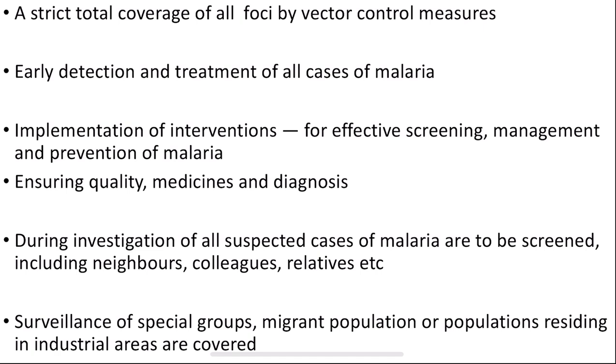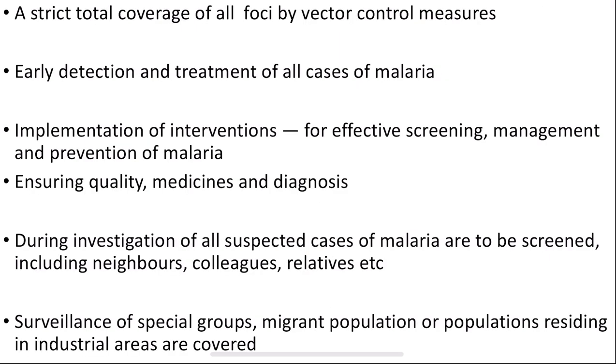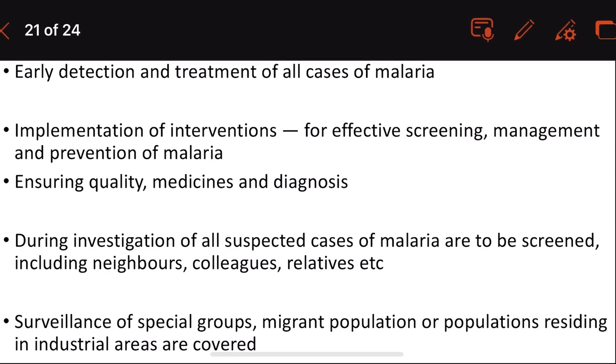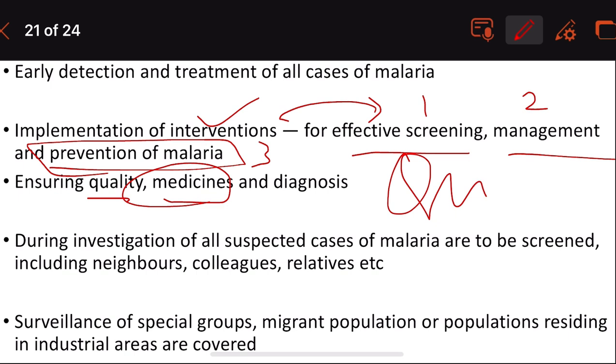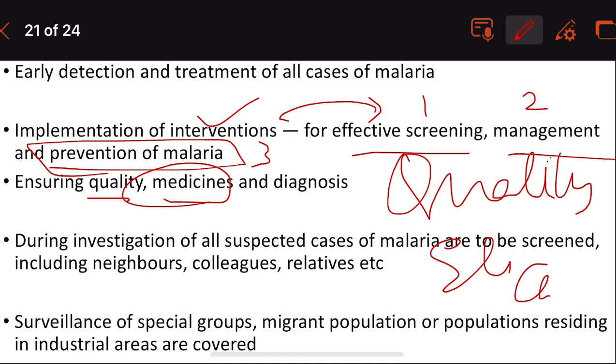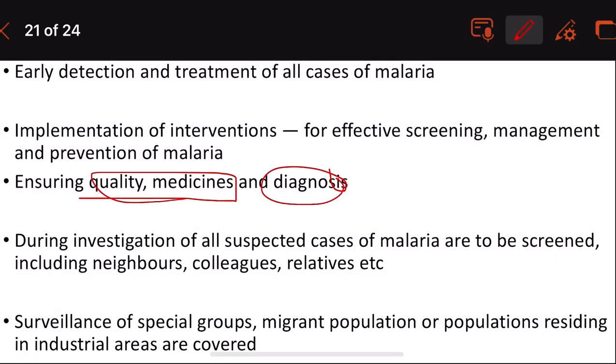We need to detect the cases early and provide prompt treatment in all cases of malaria, and any suspected fever that comes up, we need to treat it. And the implementation of interventions so that effective screening, management and prevention of malaria is done. For these interventions, we are ensuring quality medicines and diagnosis. We are giving quality medicine. Now here it is in the elimination phase. So for it to enter into category 0, where there are zero indigenous cases, we are trying hard, giving quality medicines and diagnosis.